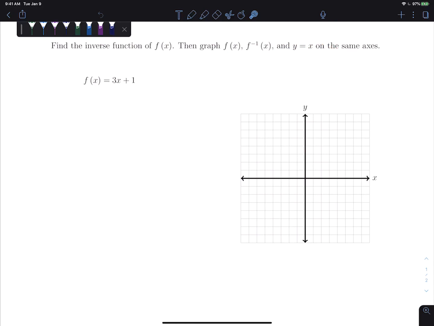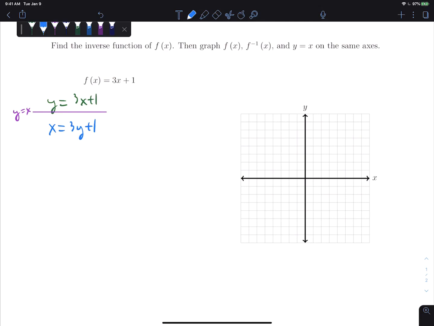Okay. f of x equals 3x plus 1 is our function. To find the inverse function, the first thing we're going to do is replace f of x with y. So it gives me y equals 3x plus 1. Then we're going to draw a line, because everything beyond this point is going to be the inverse function. And y equals x is the line about which we are reflecting. So it's going to give me x equals 3y plus 1. All x's become y and all y's become x.